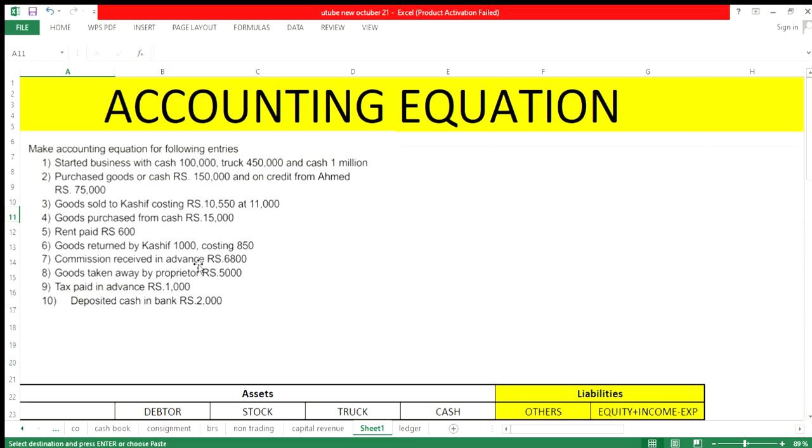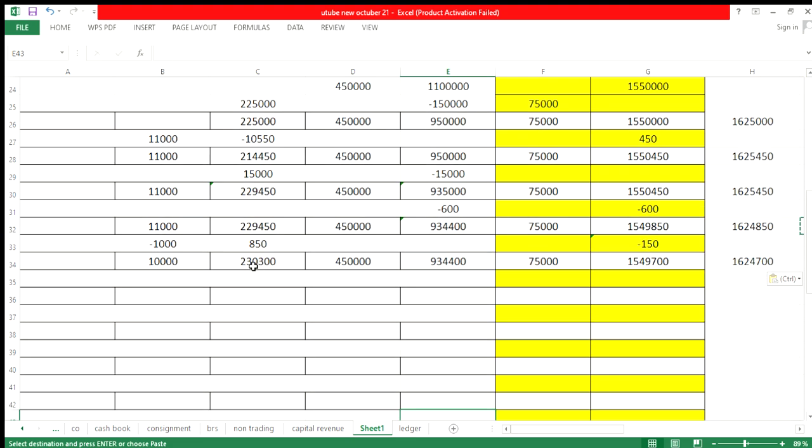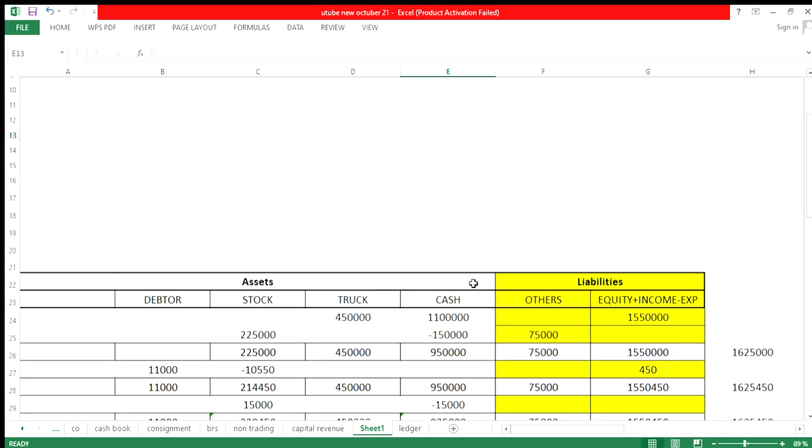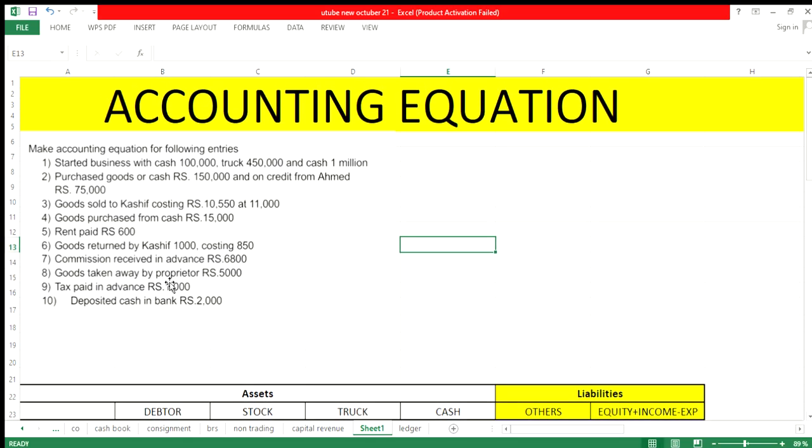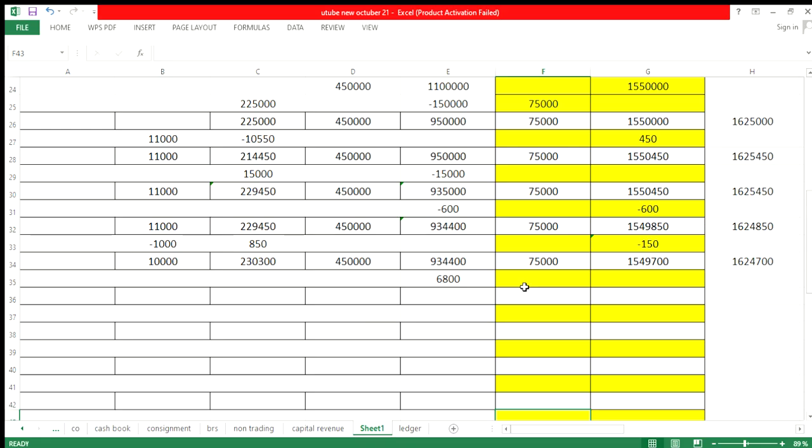Commission received in advance. Next entry. Again, you are receiving commission. It means cash is coming in. How much commission you are receiving? 6800. So cash 6800 is increased. Now again, received in advance means you have not performed your services but received commission. It is a burden, and that burden would be considered your liability. So over here there would be an increase in 6800 as your liability.